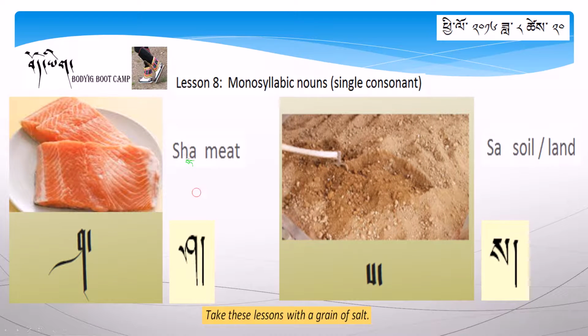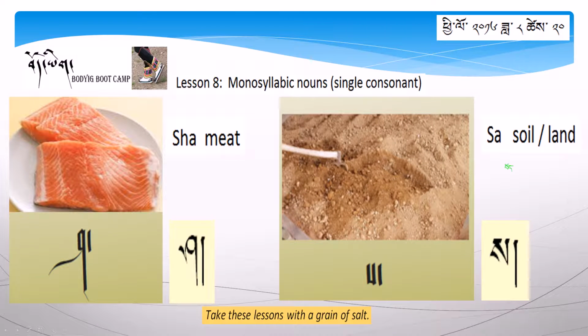Sha means meat. Sa means soil or land, depending on the sentence. So in this case, this is fish meat. Fish is what in Tibetan we call it nya, right? So if it's a fish meat, then you will call it nya sha, nyasha, right?